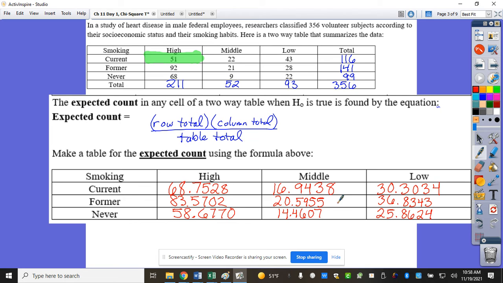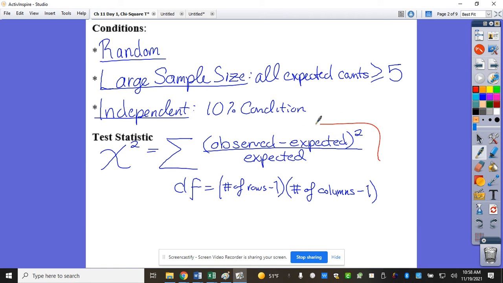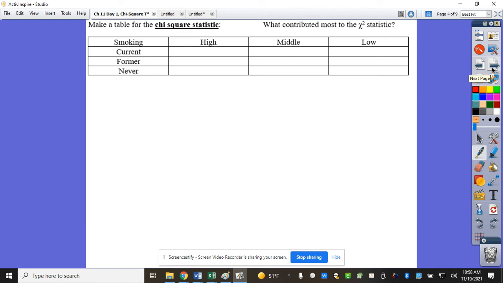Now the next two-way table is taking both of these and using this equation. So observed is in my first two-way table, expected is my second two-way table. So to get this cell, I am taking what is my observed minus 68.7528, square that, and then divide it by 68.7528.